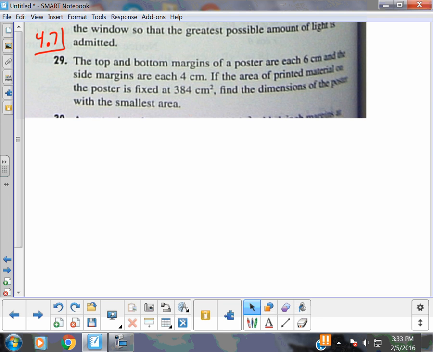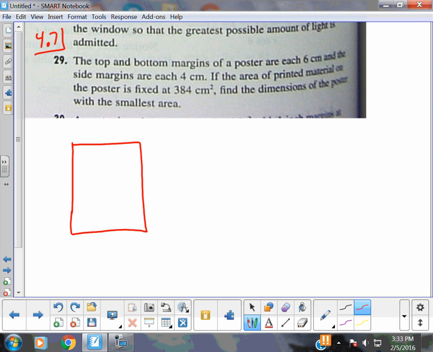So we're going to need a really good picture. I have a poster with some outside dimensions, and inside I have a printed area, which I'm going to call X by Y. And I know that's fixed at 384 centimeters squared. I also know the margins on the side were 6 centimeters both these ways, which I'm going to leave the units off. It's all centimeters, and 4 centimeters these ways. So I know my outside dimensions are X plus 8, and my outside dimension here is Y plus 12.